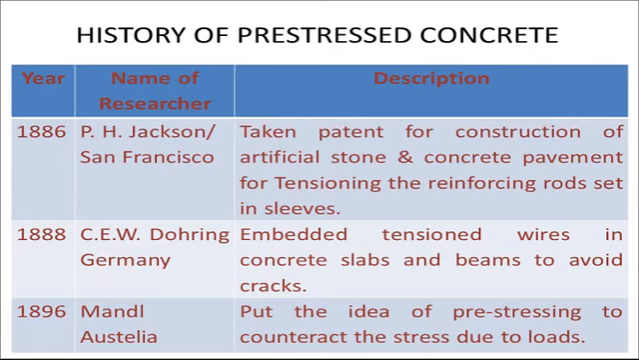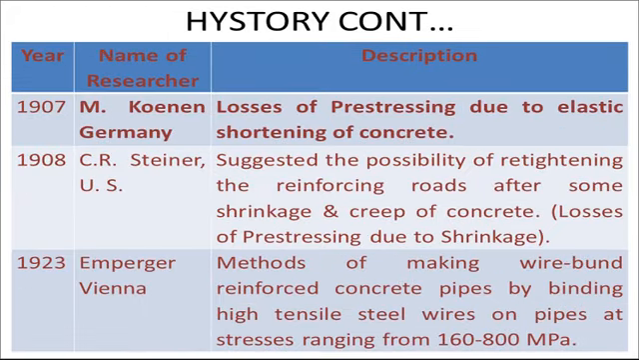Now if you see the history of prestressed concrete, beginning in 1886, P.H. Jackson from San Francisco took a patent for the construction of artificial stone, or we can say concrete, and concrete pavement for tensioning the reinforcing rod set in sleeves. Then in 1888, Dorling, then Mandel in 1896, took patents.